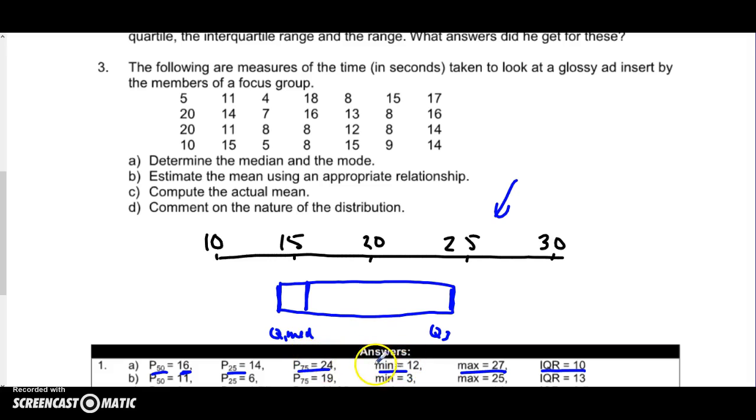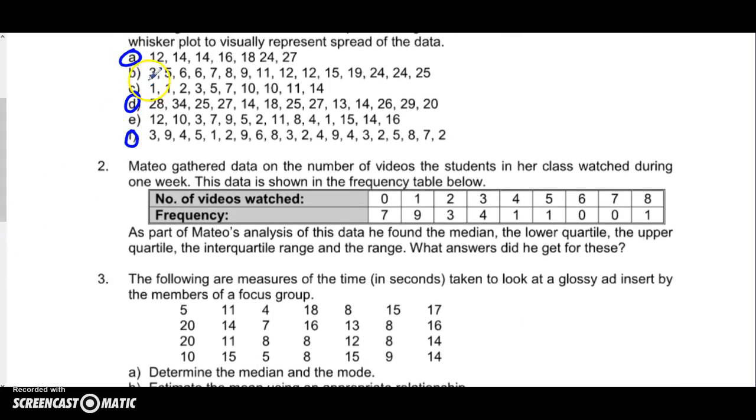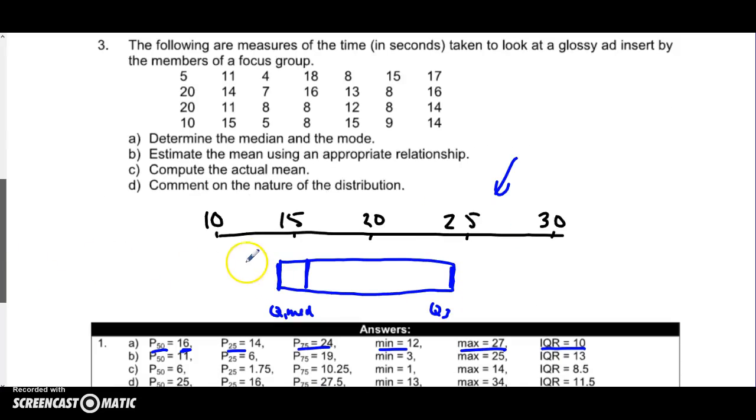Then once you do all that work, you find the minimum value and the maximum value. That's not too difficult. All that is the biggest number and the smallest number. This is ordered, so there's the smallest number and here's the biggest number. Your minimum is 12, so right around here is 12.